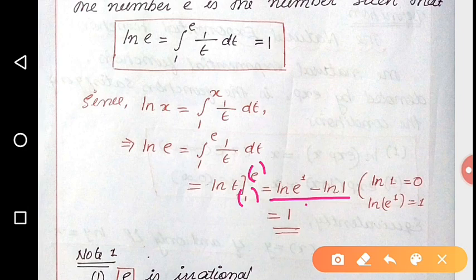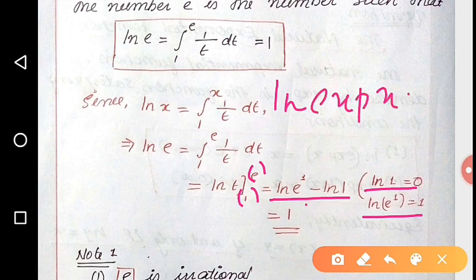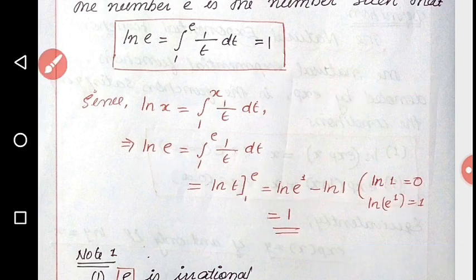Upper limit is e, lower limit is 1, that is ln of e minus ln of 1. We already proved that ln of 1 is equal to 0, and ln of exp of x is equal to x, that is ln of e raised to 1 is equal to 1. Therefore ln of e is equal to 1.